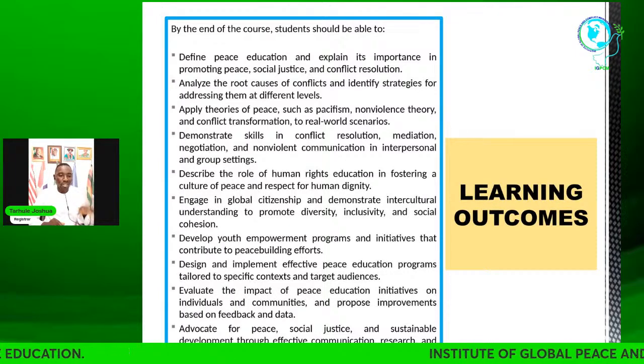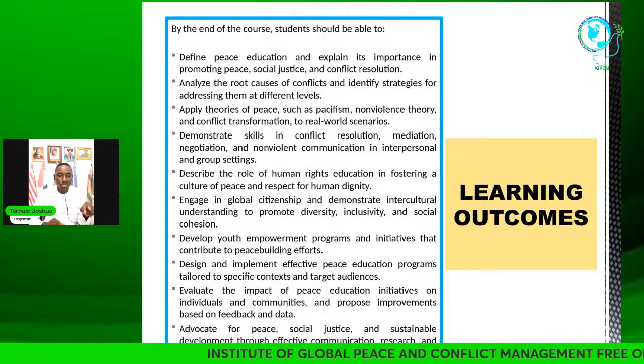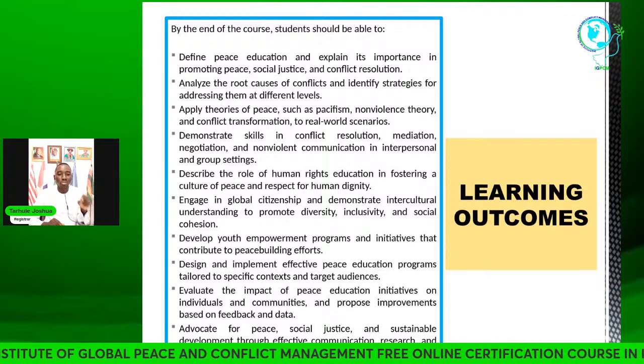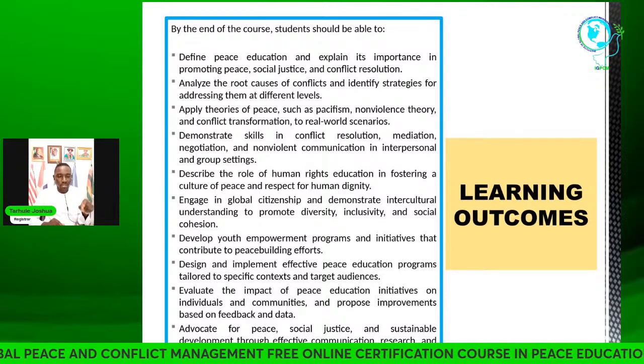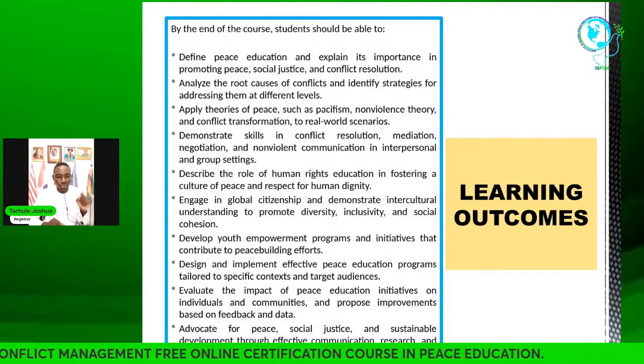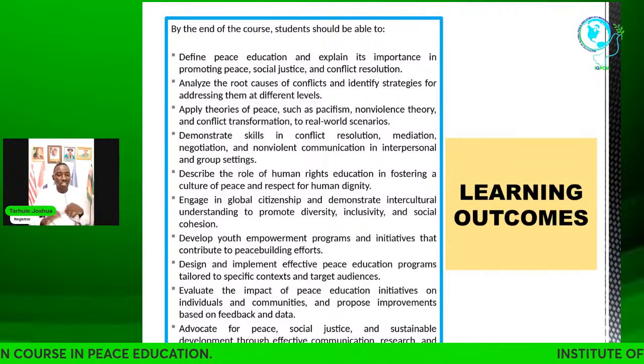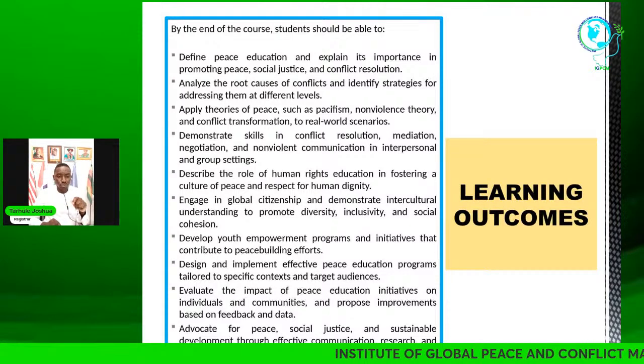We also expect that at the end of this training, you should be able to apply theories of peace, such as pacifism, non-violence theory, and conflict transformation to real-world scenarios. Demonstrate skills in conflict resolution, mediation, negotiation, and non-violence communication in interpersonal and group settings. So these are the things that we expect you to be able to demonstrate at the end of this training.